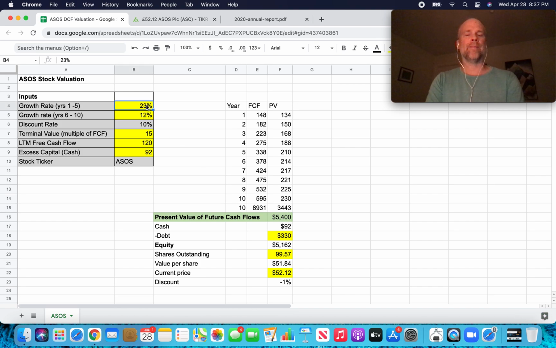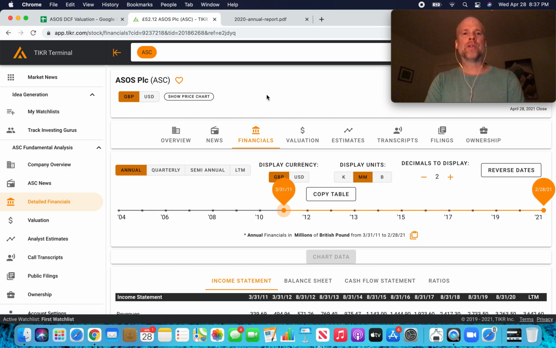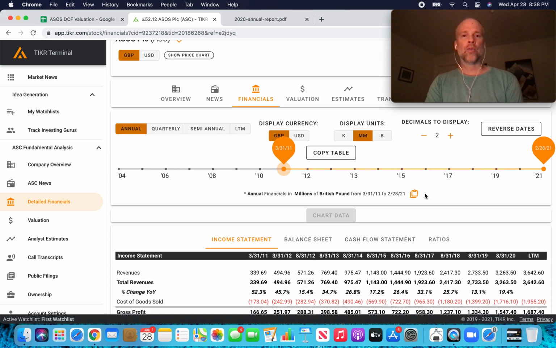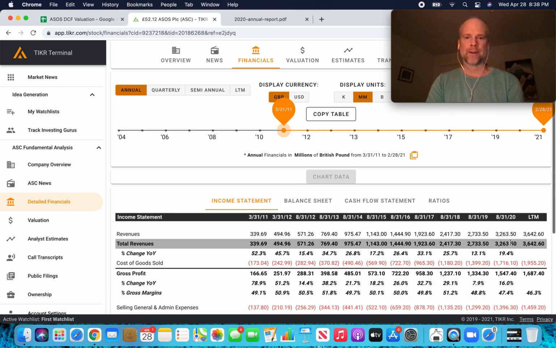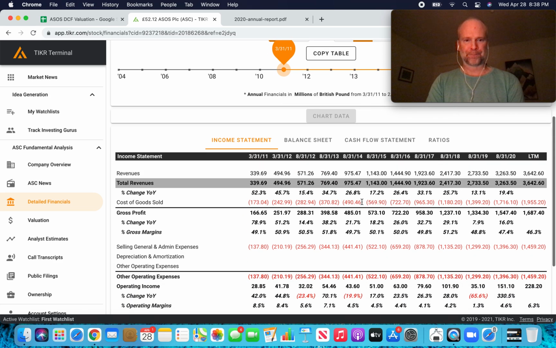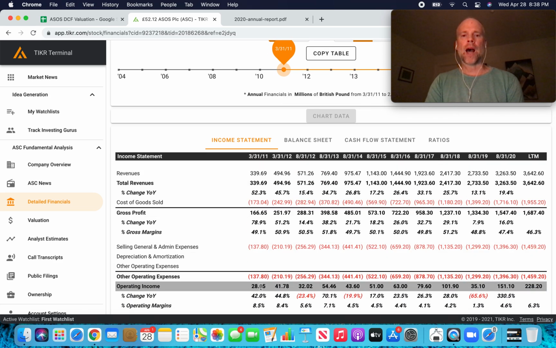For the growth rate, years 1 through 5, I'm going to use Ticker Terminal. I love Ticker Terminal. It's an awesome way to get financials for companies outside of the U.S. Some of the services I use for U.S. companies, Morningstar, Value Line, don't really support companies outside of the U.S. very well. Ticker Terminal does. So I'm going to go to the financials section of ASC, which is ASOS, and I want to look at the growth rate for operating income over the last 10 years.